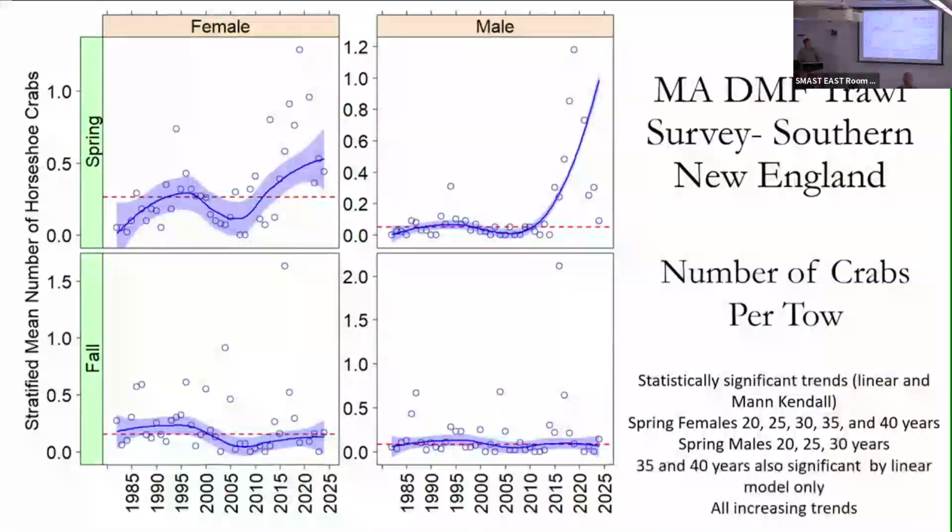There are significant trends here. For spring females for 20, 25, 30, 35, and 40 years, it's significant. For spring males, it's 20, 25, and 30 years. And for 35 and 40, it's significant with the linear model, but not the Mann-Kendall. All those trends are increasing.